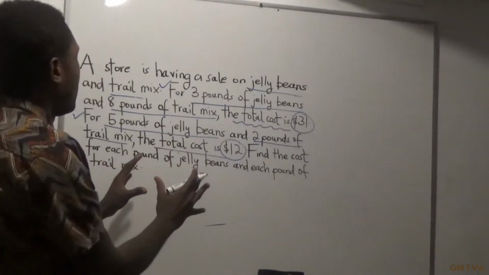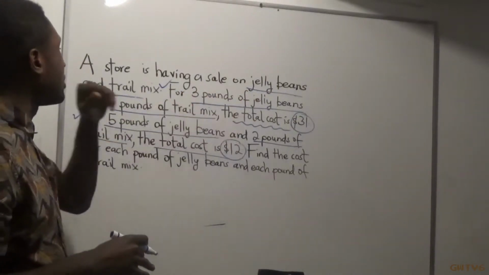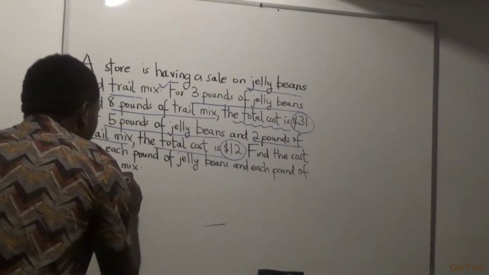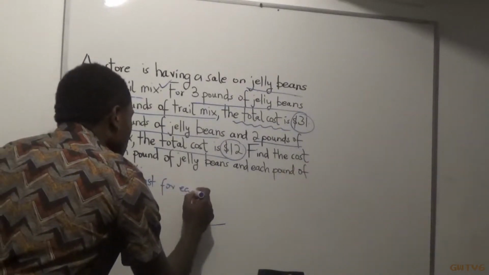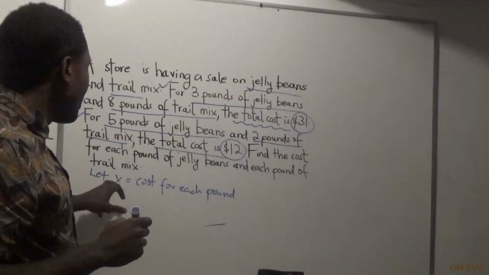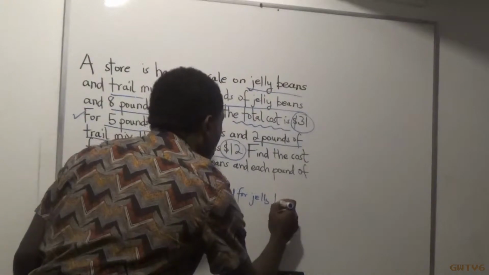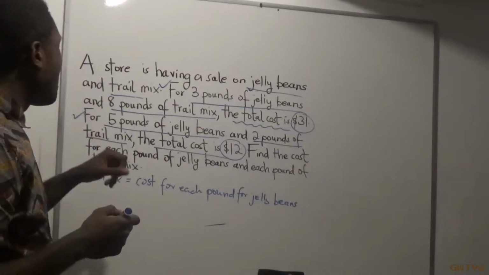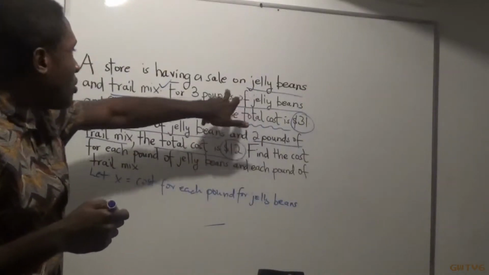We're talking about cost here and pounds, right? And they said 3 pounds of the jelly beans and 8 pounds of trail mix, the total cost is $31. So I can just let x equal the cost for each pound of jelly beans. That way, whatever the cost for each pound is, I can just multiply by the number of pounds, and that will give me the cost for the jelly beans.